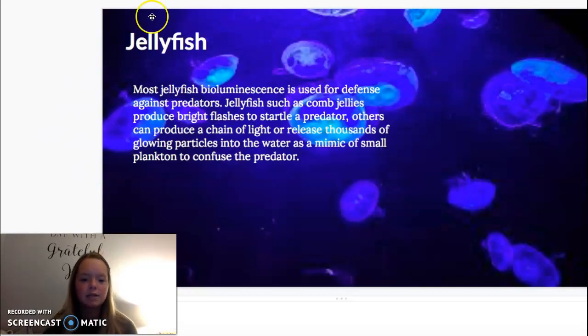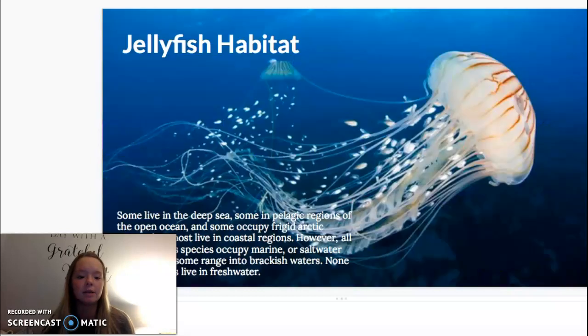So the organism I chose to talk about is jellyfish. Most jellyfish use their light for defense against predators. Jellyfish such as comb jellies produce bright flashes to startle a predator, while others can produce a chain of light or release thousands of glowing particles into the water as a mimic of small plankton to confuse the predator. So jellyfish use it as a way to scare off predators.